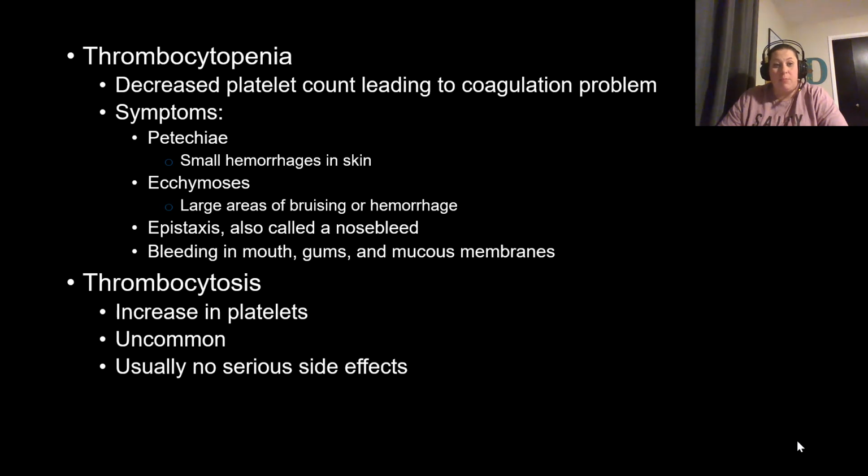Thrombocytosis is an increased number of platelets. This is actually pretty uncommon, and usually we see no serious side effects from an increased number of platelets. There could potentially be an increase in clotting, but then the number would diminish and go down. So again, it's not very common, and we don't see any real serious issues.